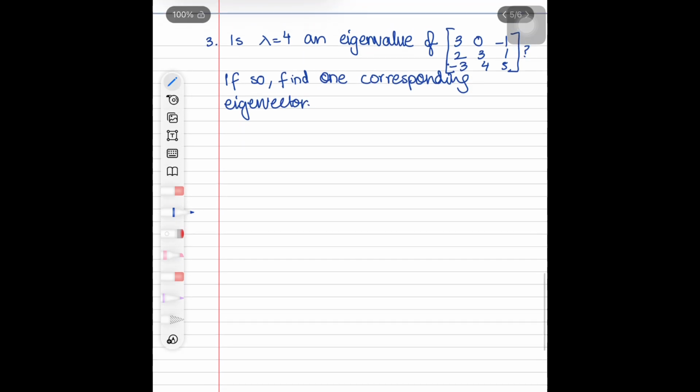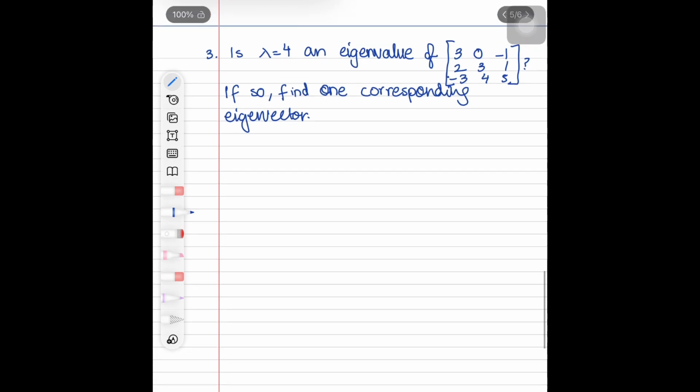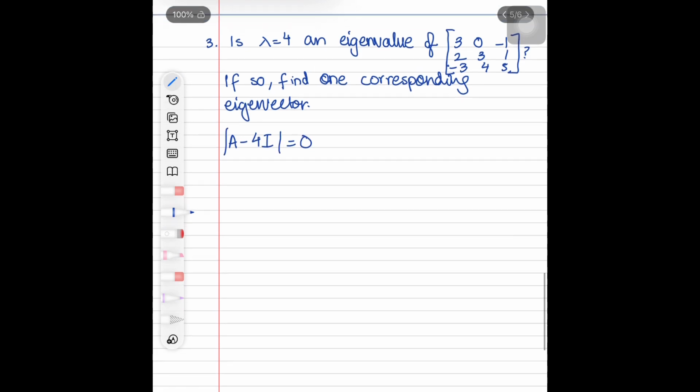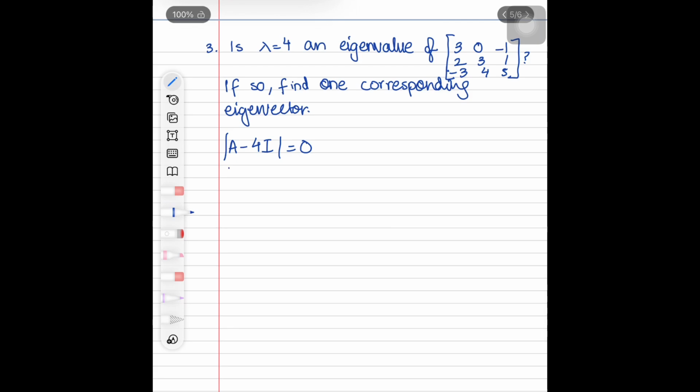So is lambda equals 4 an eigenvalue for this matrix? If so, find one corresponding eigenvector. So let's get back to our equation. Let's find out if lambda equals 4 is an eigenvalue. So we can do that by setting the determinant of A minus 4I equal to 0, right? So let's just do A minus 4I first.